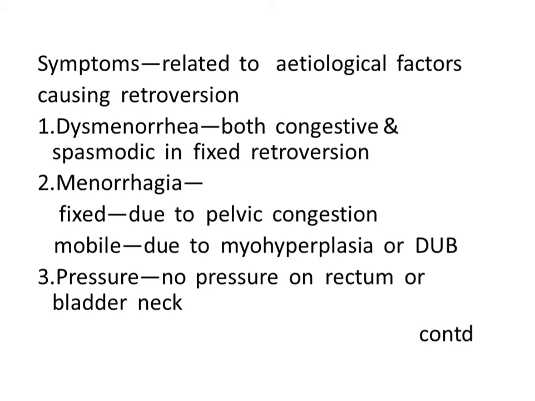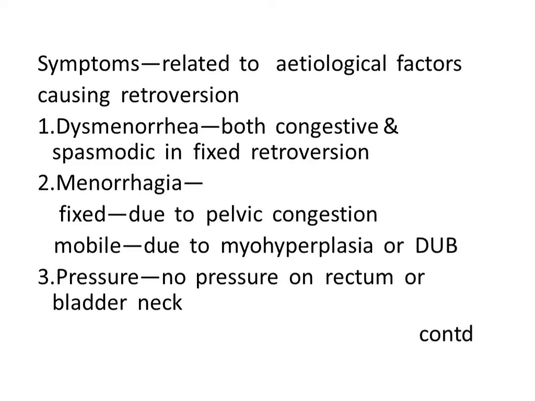So, what are the various symptoms that a patient with retroversion can complain of? Dysmenorrhea. Dysmenorrhea may be both congestive and spasmodic, particularly in the fixed retroversion. Now, you all know what dysmenorrhea is. Pain during menstruation is dysmenorrhea. And you know the types of dysmenorrhea also. Basically two types, congestive and spasmodic. There's one more type, what we call membranous dysmenorrhea, which is not common. But congestive and spasmodic: what is congestive dysmenorrhea and what is spasmodic dysmenorrhea?